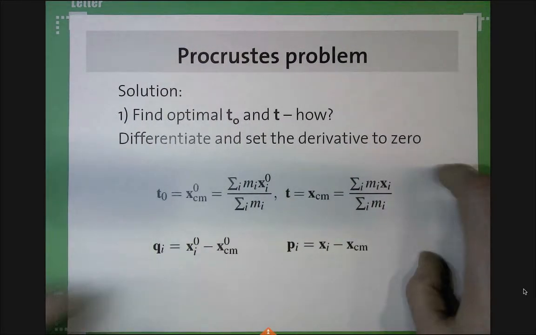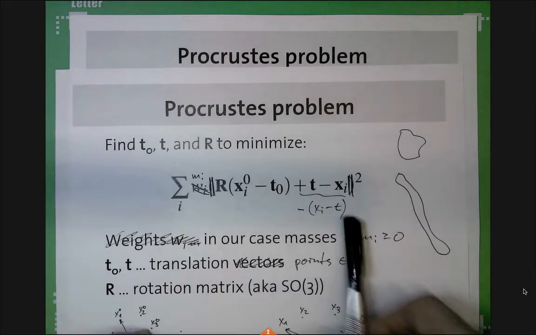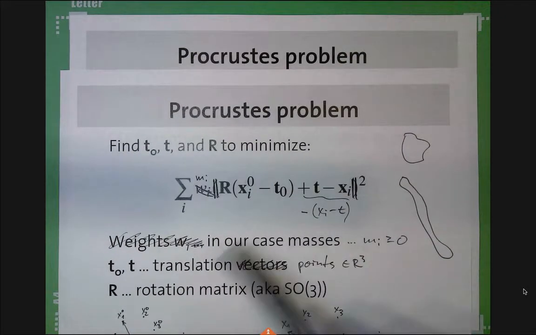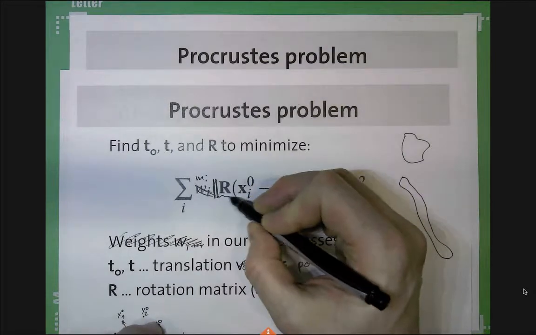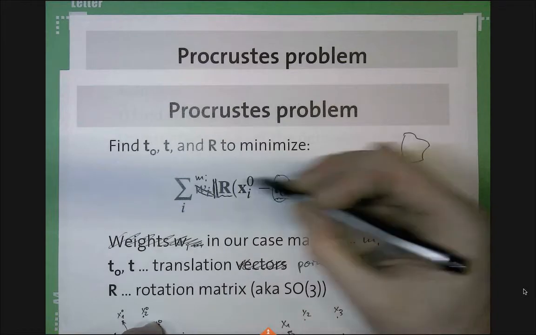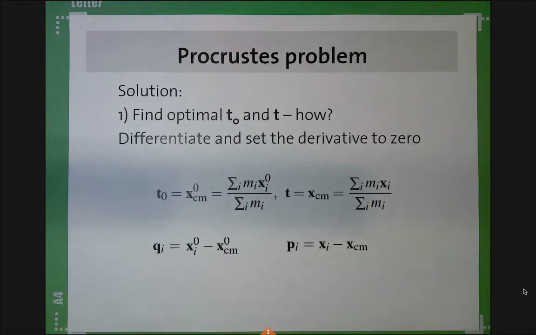So the first step is to find the T0 and T. All this is basically just a minimization problem, right? We are given the axis, and these are the unknowns. R is unknown, T0 is unknown, and T is unknown. Well, to solve a minimization problem, we will have to do a little exercise in differentiation.